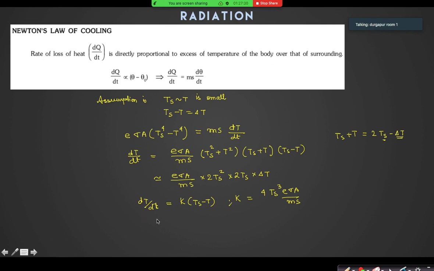Now there are two ways to solve this equation. One, you will get the actual answer by integration. By integration, you can find the time: dt is equal to dT divided by k into Ts minus T. You can integrate this to find the time. Or there is another method called the average method.